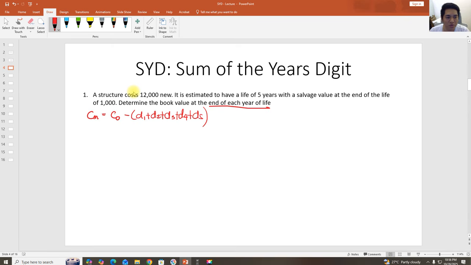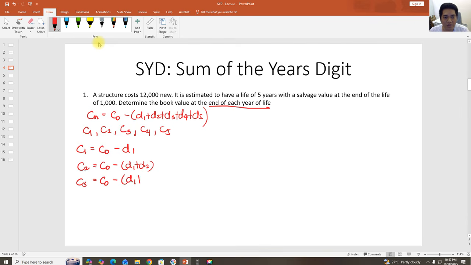So what we are going to do is get C sub 1, C sub 2, C sub 3, C sub 4, and then C sub 5. We're going to write the formulas. For C sub 1, that would be first cost minus D sub 1. For C sub 2, that would be first cost minus D sub 1 plus D sub 2. And then for the third year book value, that would be C sub 3, first cost minus D1 plus D2 plus D3.